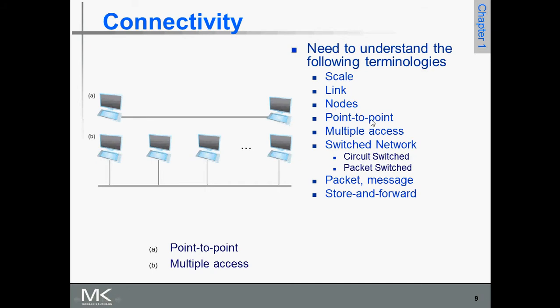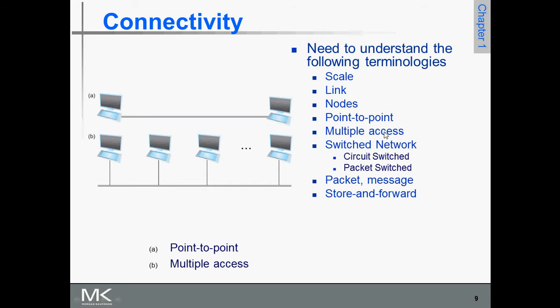Now, what is meant by point to point? If two computers are directly connected with one another, and the data flows from one point to the other directly without any intermediate nodes, then in that case we can call it point to point.